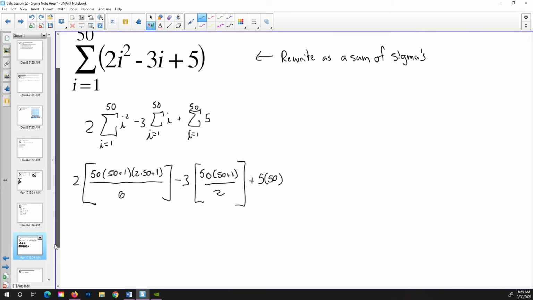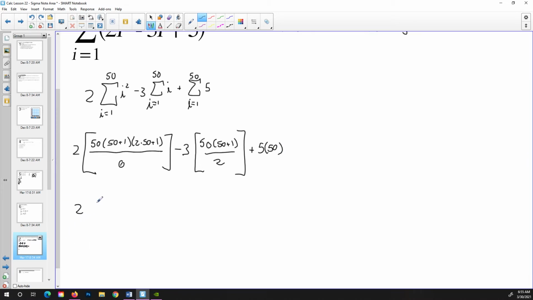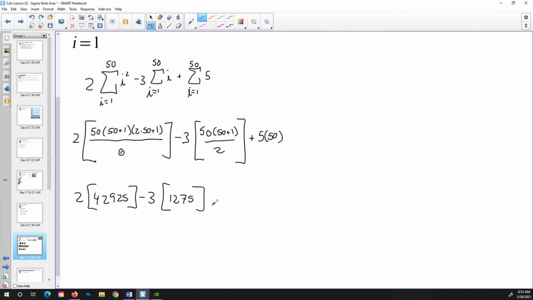And if you do it all in a calculator, you'll see that you'll have 2 times 42,925 minus 3 times 1,275 plus 250, and that will give you a total sum of 82,329.